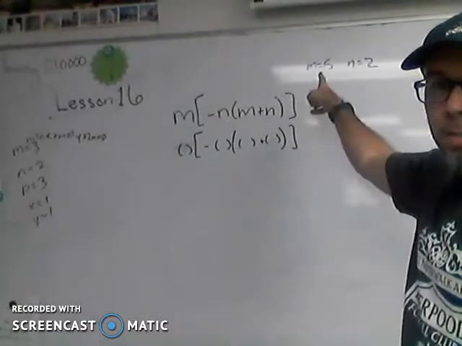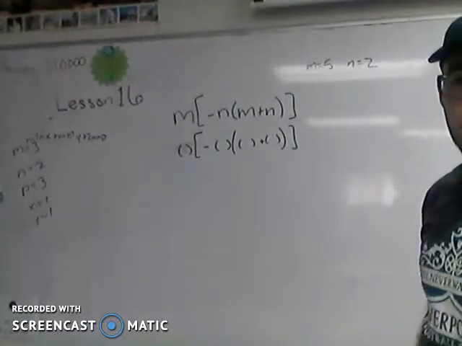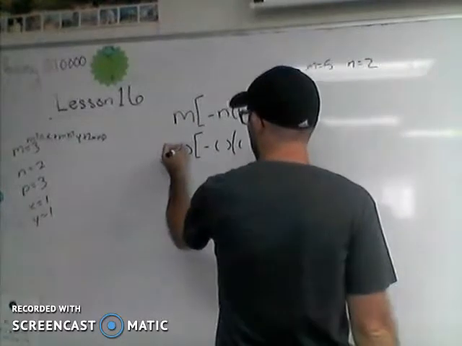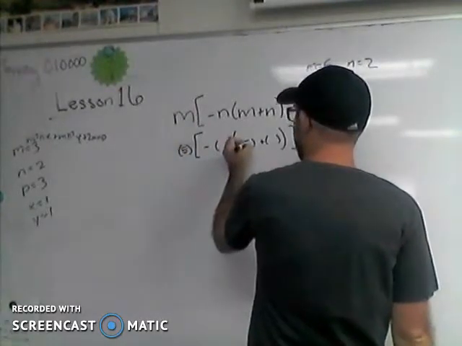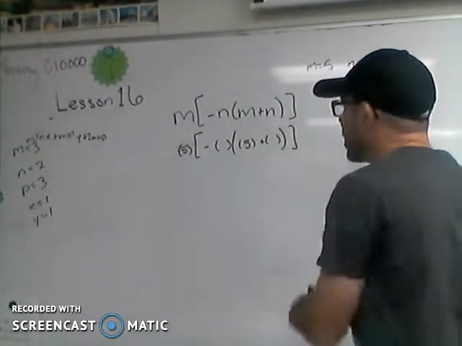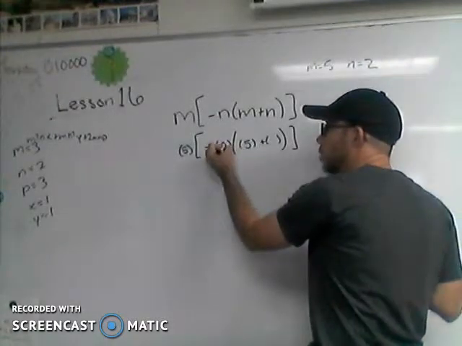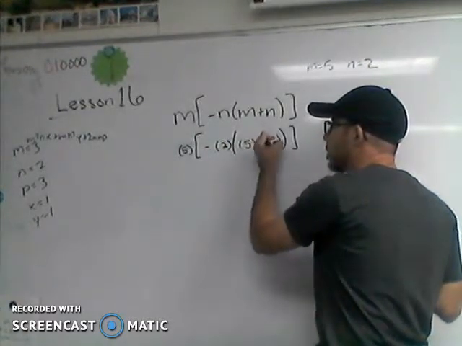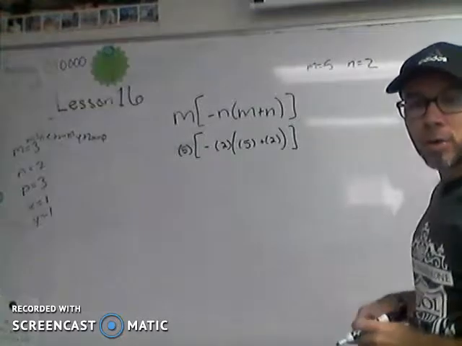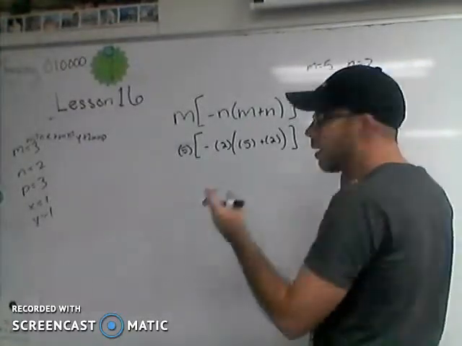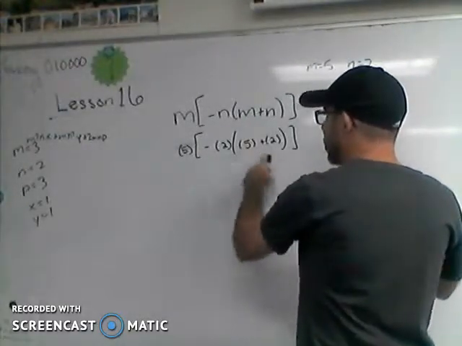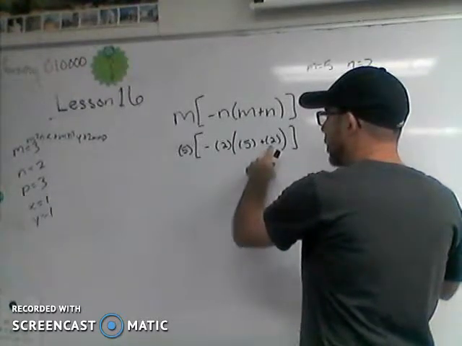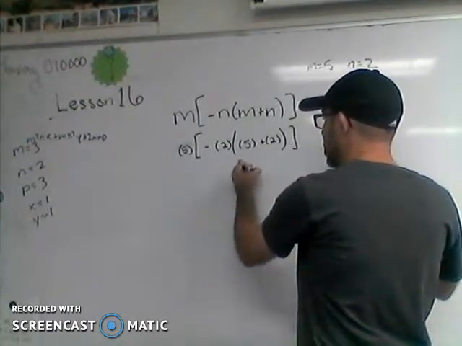And now I'm just going to go up here and say M is 5. So 5 goes there, 5 goes there, and anytime I see an N, I'm going to put a 2. And so 2 goes there, and a 2 goes there. If I start using order of operations, I'm going to work from the inside out. So that means I'm going to work in here first, and I got 5 and 2 makes 7.